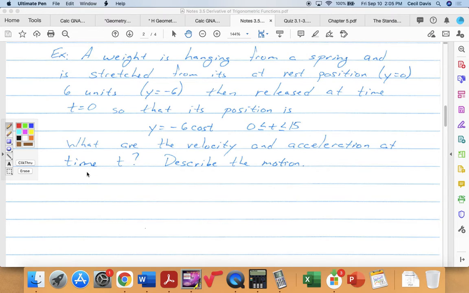Okay, so that's the position function. So the velocity is going to be -6 times the derivative of cosine t, which is negative sine t. So that's 6 sine of t. And the acceleration is going to be the derivative of the velocity. So that'll just be 6 cosine of t.